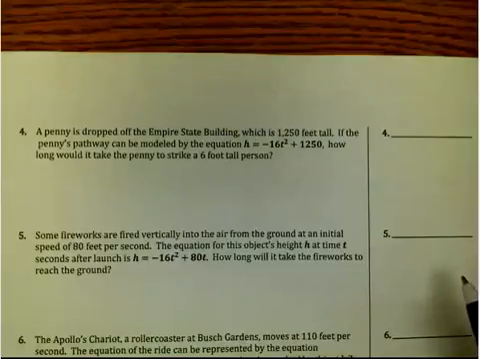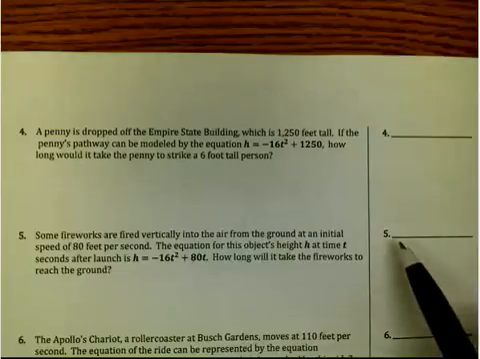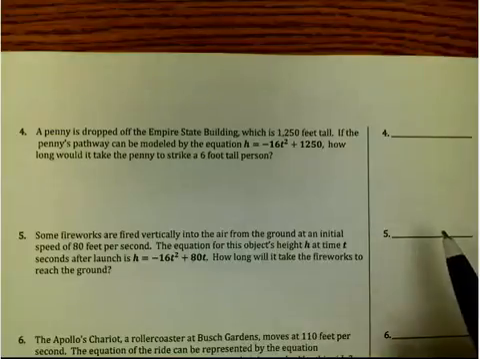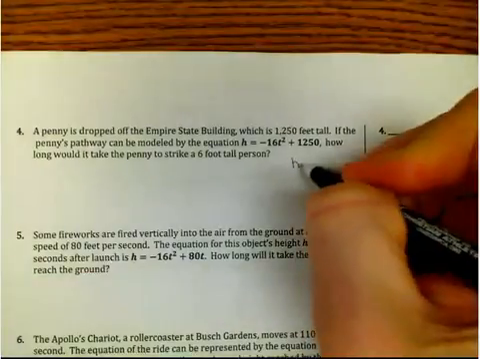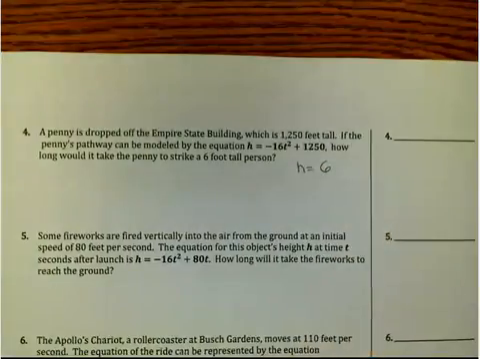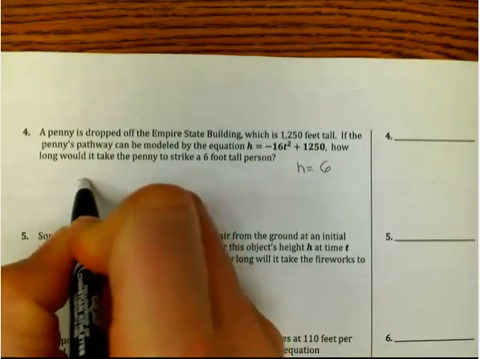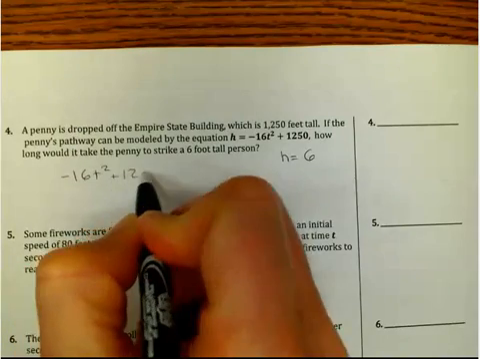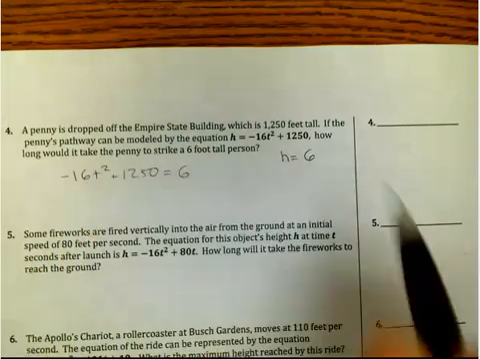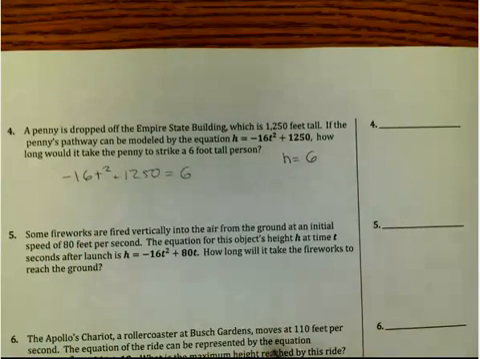All right, so here the key on this is that the height that we are trying to hit here equals 6, because you want it to strike a 6-foot tall person. So the height of the penny needs to be 6 feet. So I'm going to set my equation equal to 6, because I know I want h to be 6.